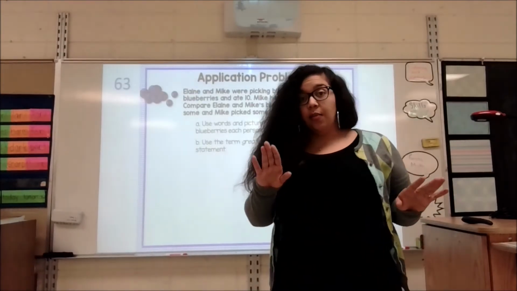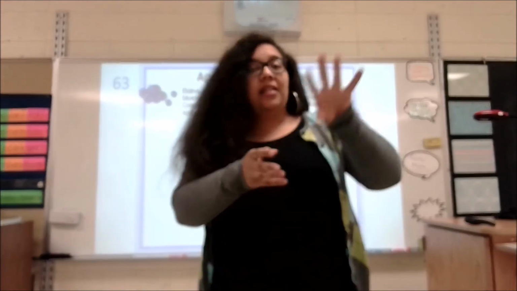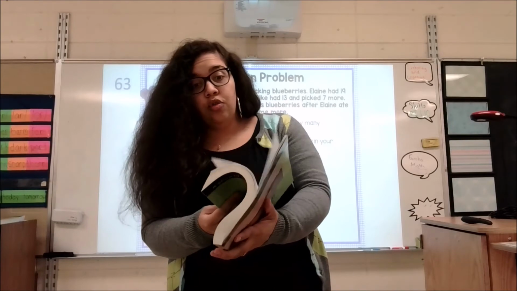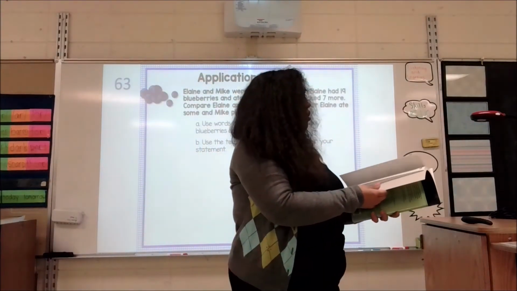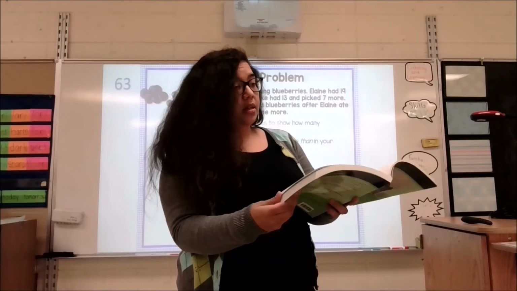Alright, so what we have here, we have Elaine's blueberries and Mike's blueberries. We're not mixing them up. We're not taking his from hers. Each of them have their own blueberries, which means there are 2 parts to this problem to give us numbers to compare using the terms greater than, less than, or equal to. That is still an option.